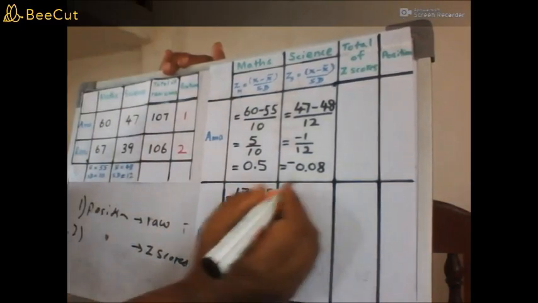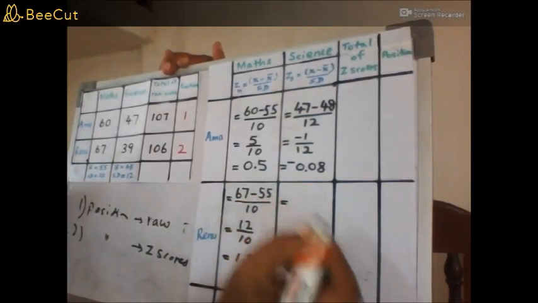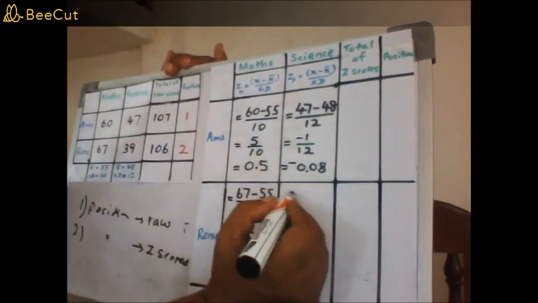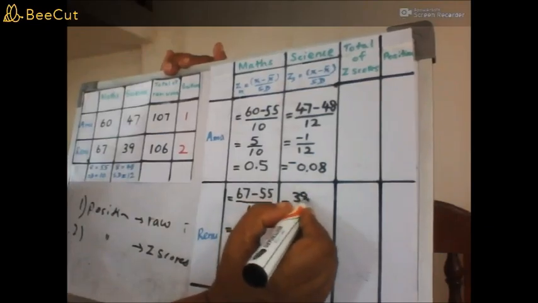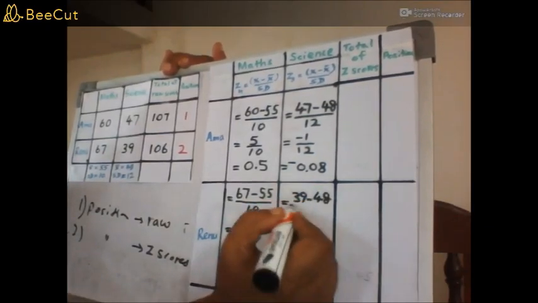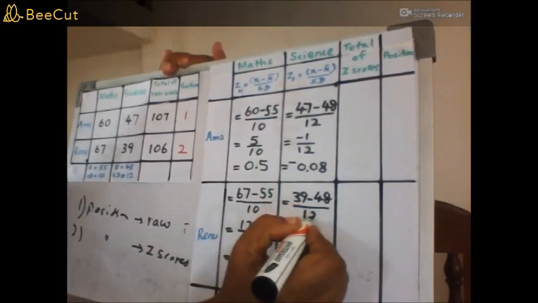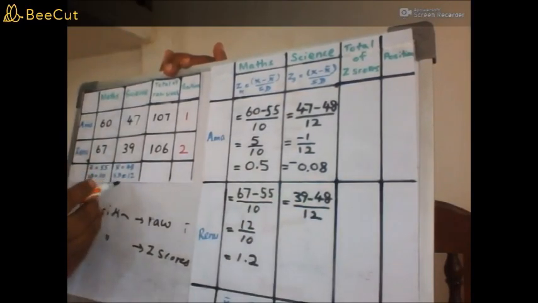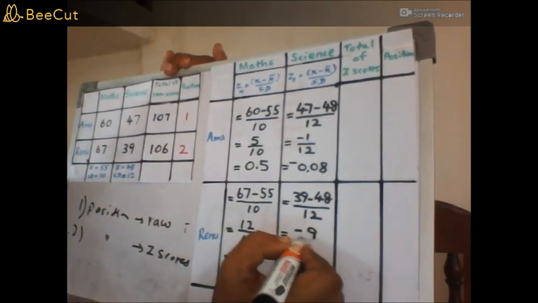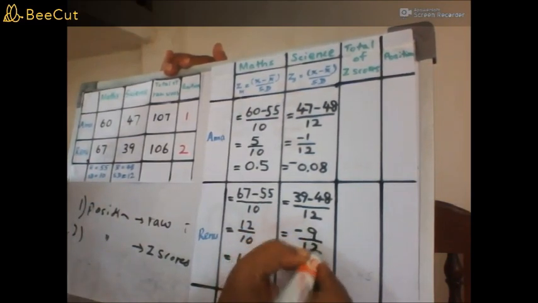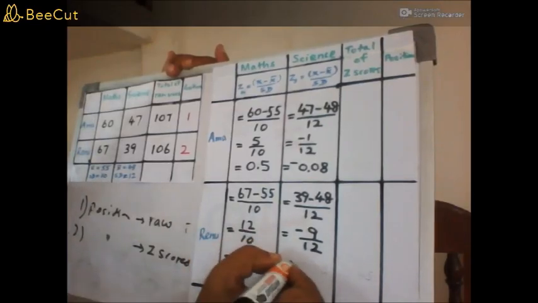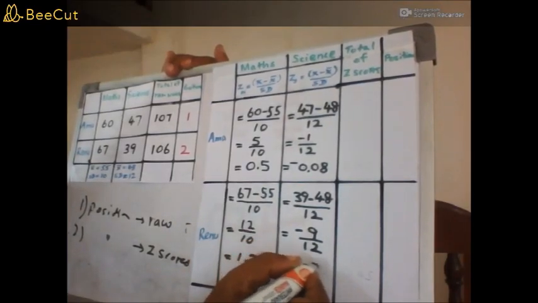Then we'll calculate Renu's one. Renu got 39 for science. Then 39 minus x bar, here it's 48, divided by 12. Then minus 9 divided by 12. The answer is minus 0.75.